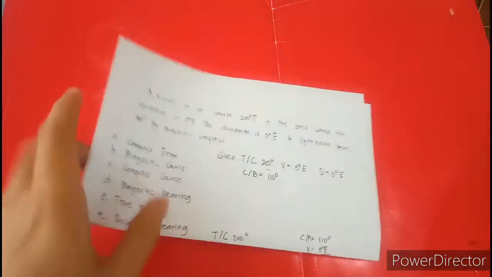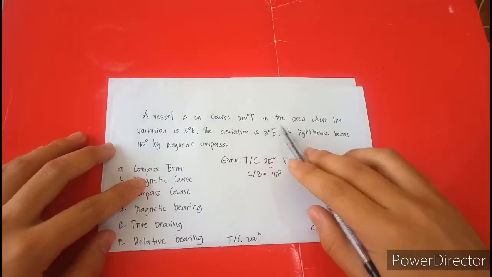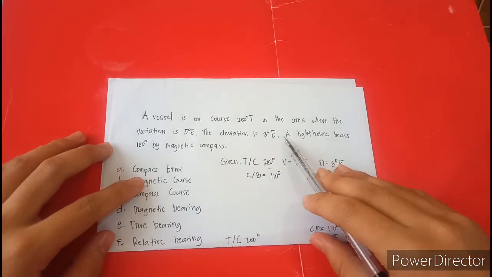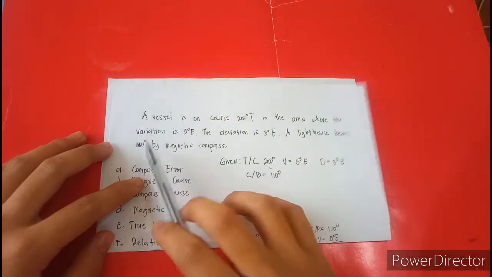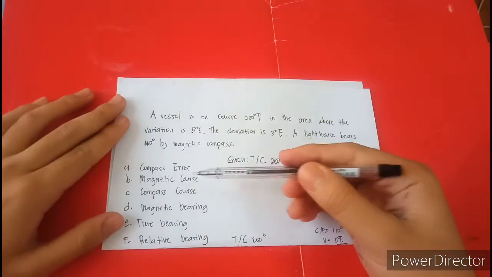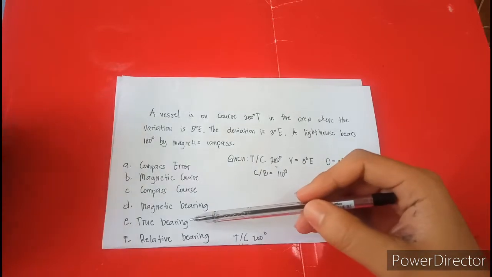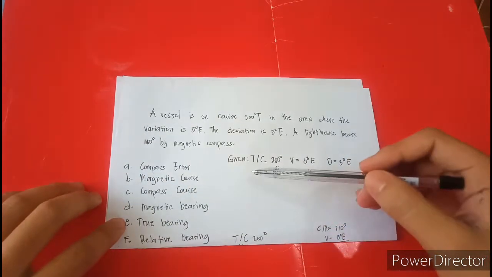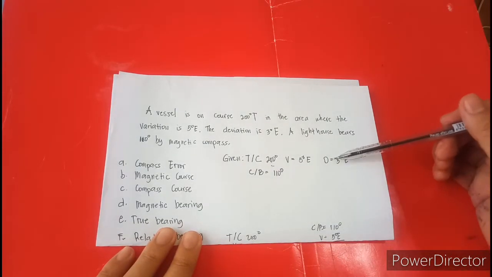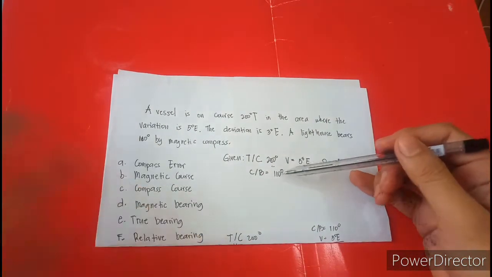For example, a vessel is on course 200 degrees true in the area where the variation is 5 degrees east and the deviation is 3 degrees east. A lighthouse bears 110 degrees by magnetic compass. We're going to solve for the compass error, magnetic course, compass course, magnetic bearing, true bearing, and the relative bearing. Given that the true course is 200 degrees, variation is 5 degrees east, deviation is 3 degrees east, and the compass bearing is 110 degrees.